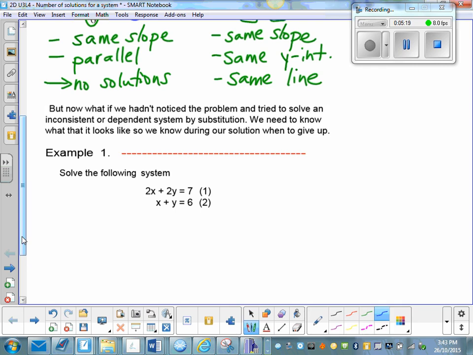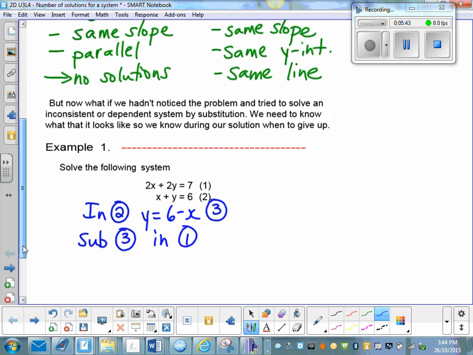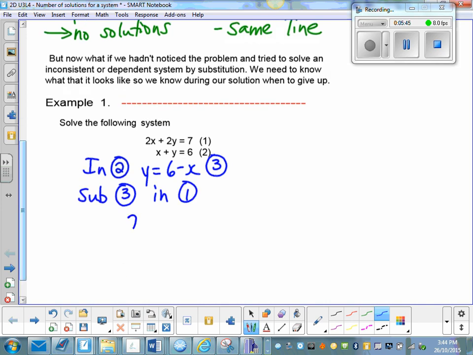So if we do that in the first one here, if I was going to solve this using substitution, I would say in equation 2, y equals 6 minus x. So I'm going to call that equation 3. And then I'll sub that equation 3 into the other equation, which is equation 1. So it's going to look like this. 2x plus 2, and 6 minus x goes in place of the y.